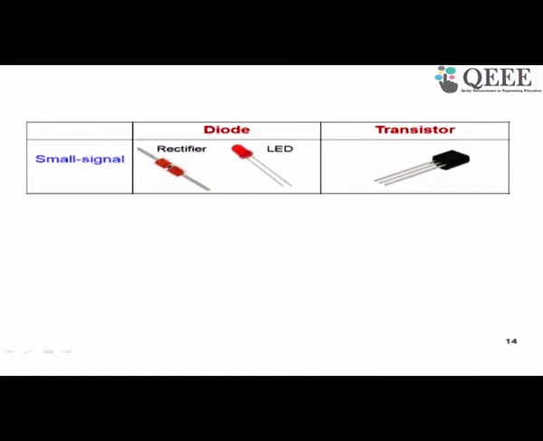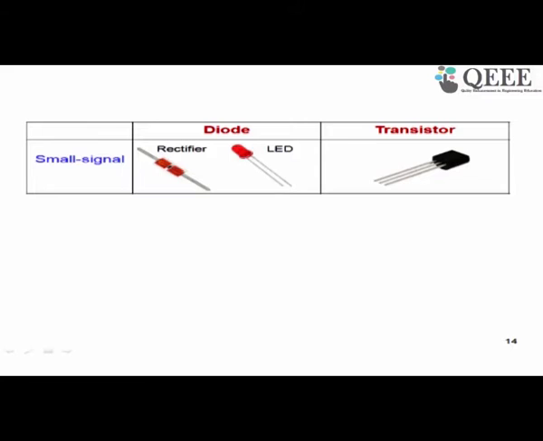Small signal devices. Small signal devices are those which carry small amounts of current. Now you will ask me, what is meant by small amounts of current? So currents of the order of say microamperes to tens of milliamperes. That would be a device, right, which is a small signal device.